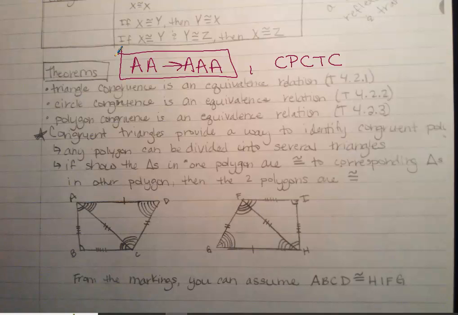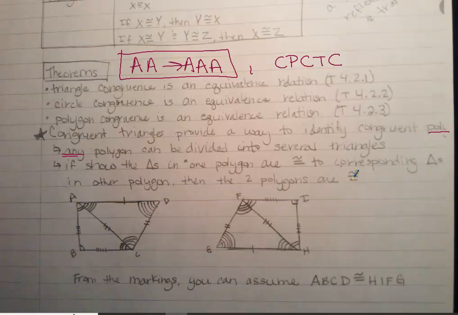All right, the next information we have: congruent triangles provide a way to identify congruent polygons, is what that should say. Any polygon can be divided into several triangles. And if you show the triangles in one polygon are congruent to corresponding triangles in another polygon, then the 2 polygons are congruent. That's huge.